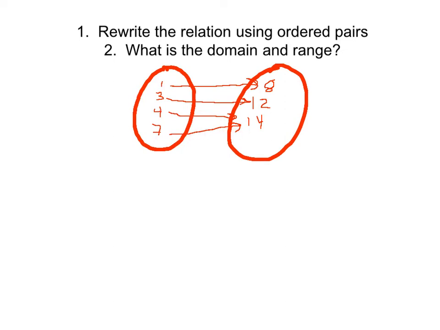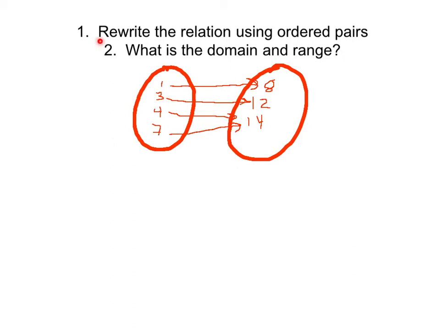And you can think of this almost as inputs and outputs. It's almost like a button. If you went over here and pressed the button for 1, you're going to be given an output of 8. If you press the button for 3, you're going to be given the output of 12.